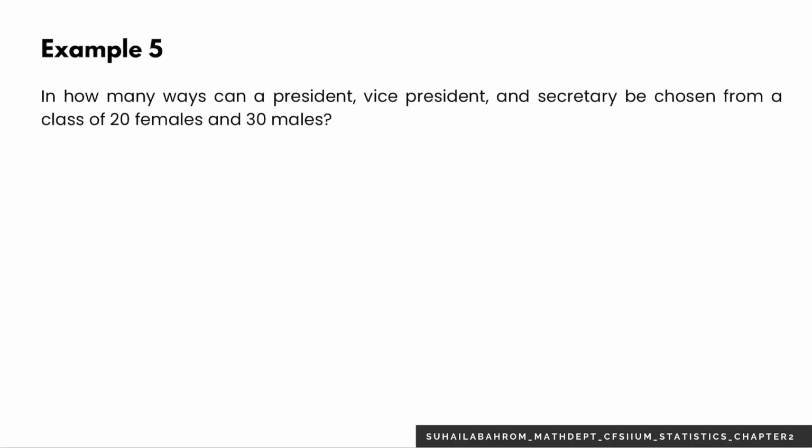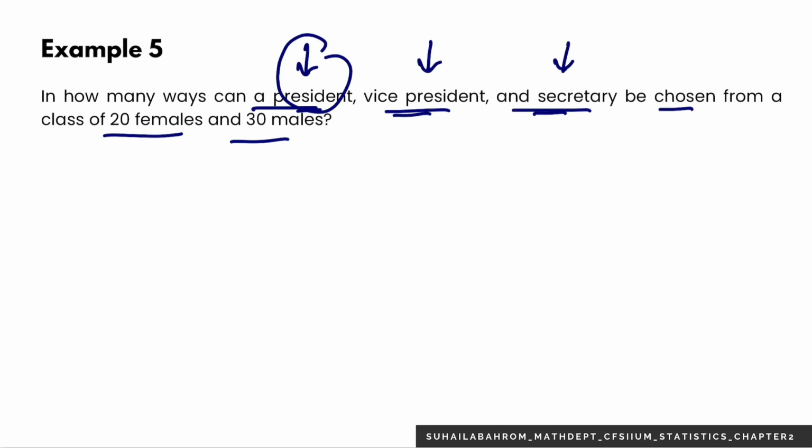Now let's look at example 5. In how many ways can a president, vice president, and a secretary be chosen from 20 females and 30 males? Since we have specific positions here, the arrangement is important. The total number of students is 50, for you to choose 3 positions or 3 posts. So 50P3 is 117,600.